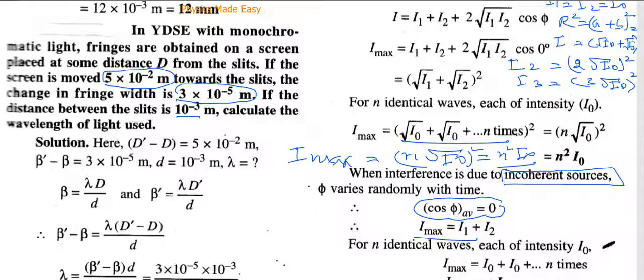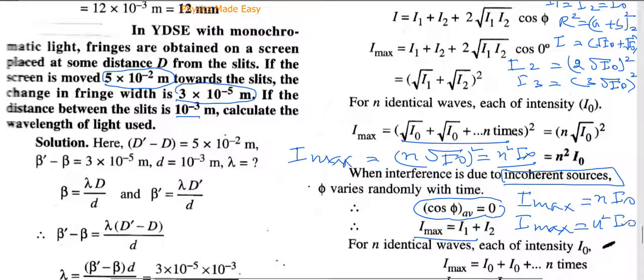Simple addition means I max in case of non-coherent sources will be n I naught. In case of coherent, this is the expression that I am writing. This is for coherent: n square I naught. So in coherence, intensity is more than in case of incoherent sources.